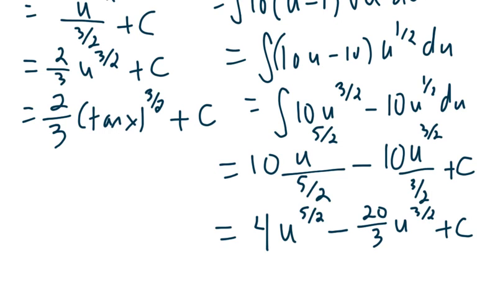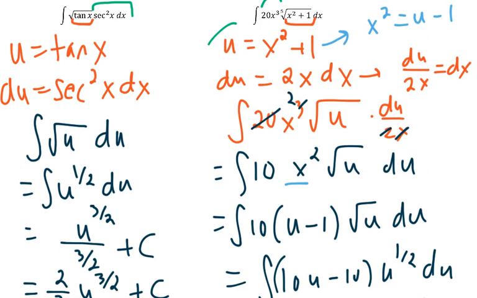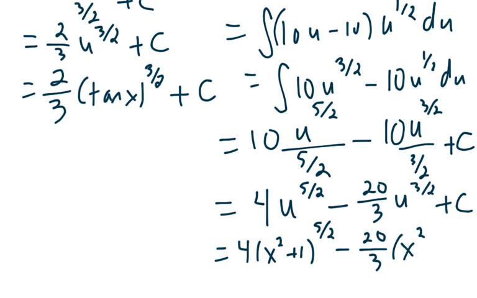Again, I started with x's, so I want to end with x's. So if I go back up, I notice that u, remember, is x squared plus 1. So down here in my integral, everywhere I see a u, I'm going to write x squared plus 1 to the 5/2. And then again, replace that u with x squared plus 1 plus c.